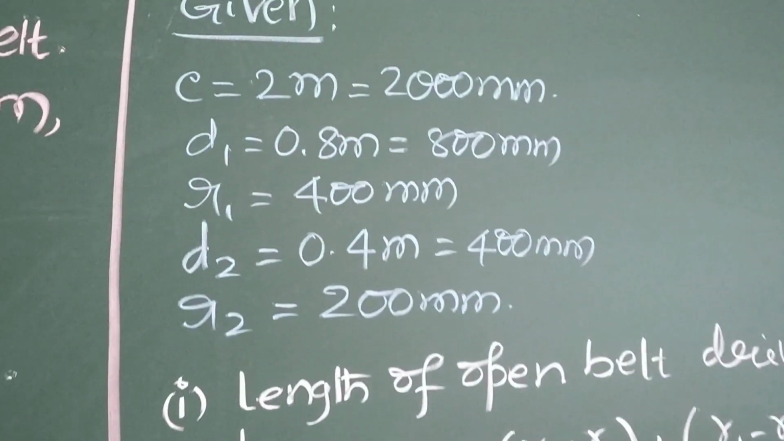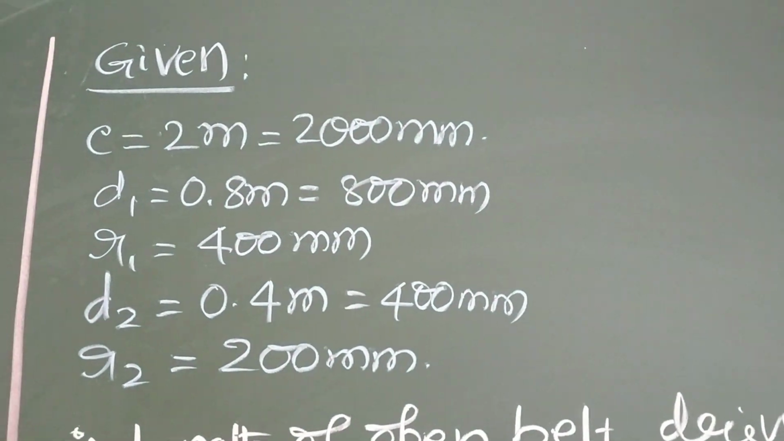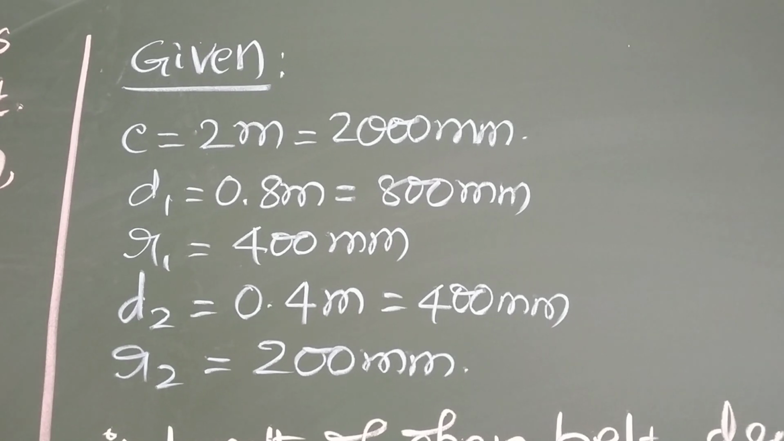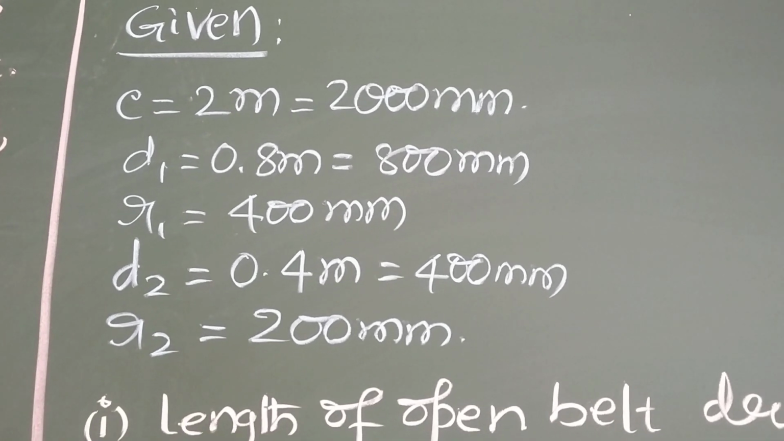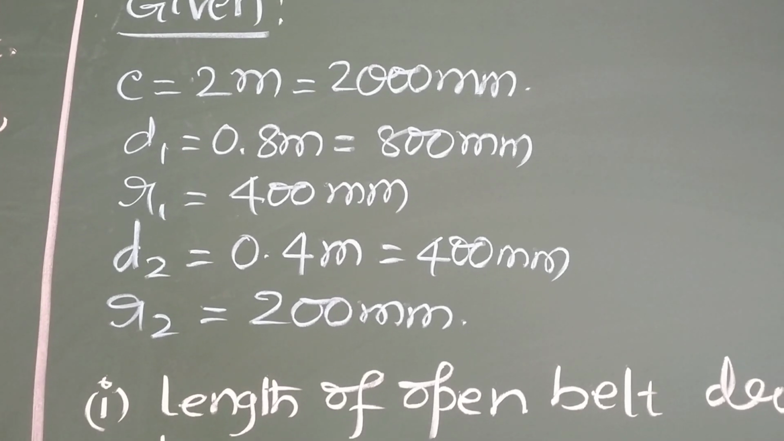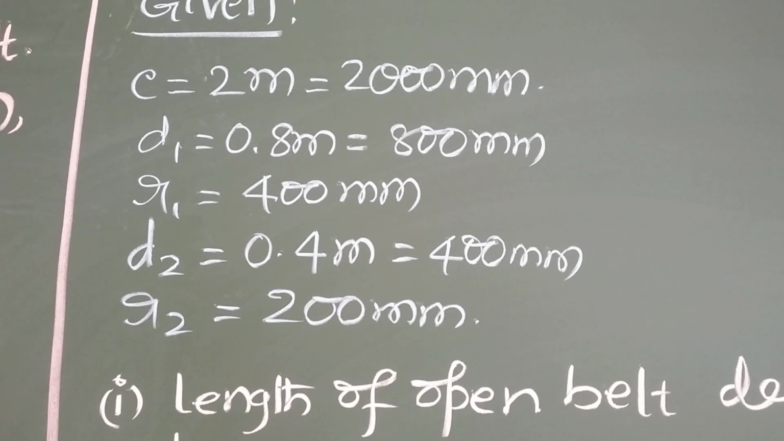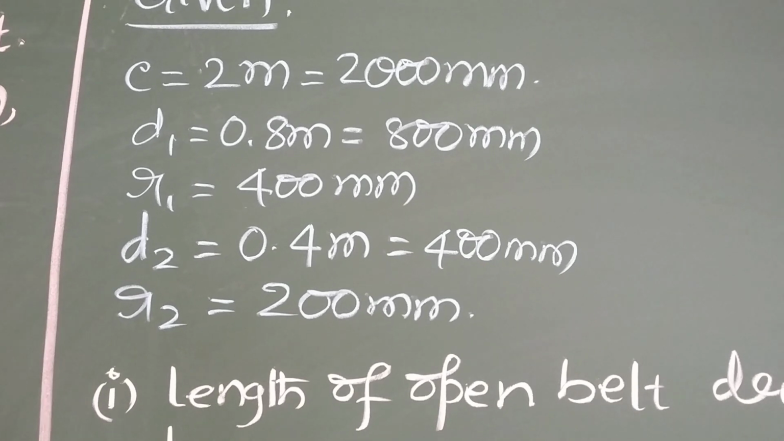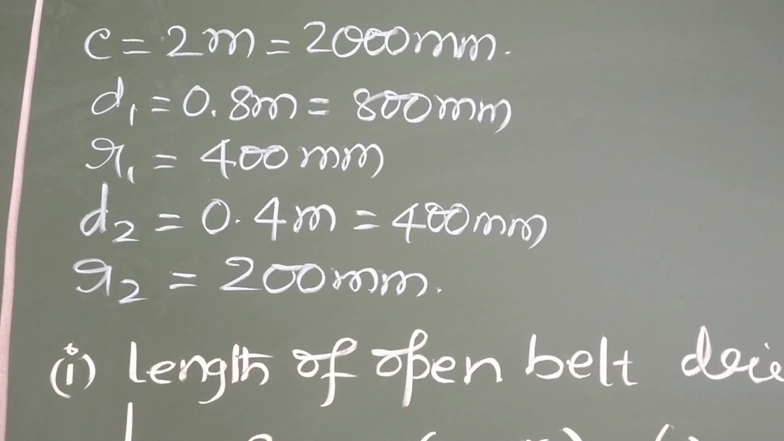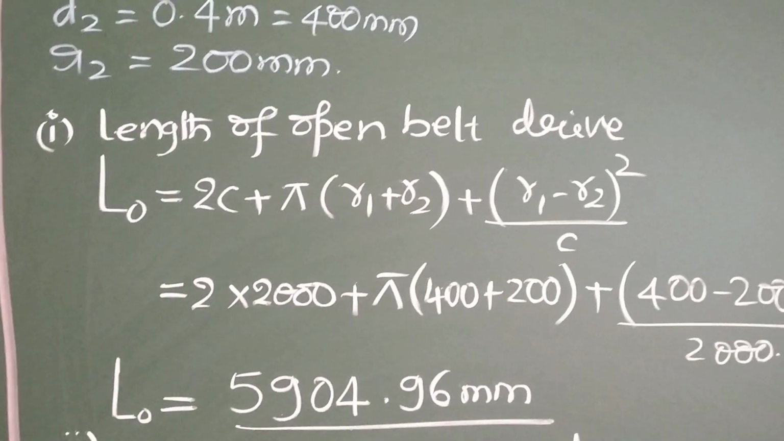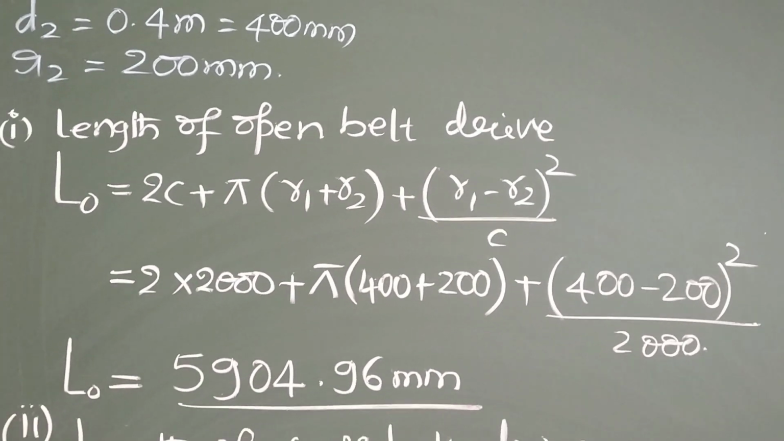What is given? The given data is C equals 2 meter, that's equal to 2000 mm. D1 equals 0.8 meter, that is 800 mm. Obviously radius R1 equals D1 by 2, that's equal to 400 mm. And D2 equals 0.4 meter, that's equal to 400 mm. R2 equals 200 mm. Let us first find the length of the open belt drive.